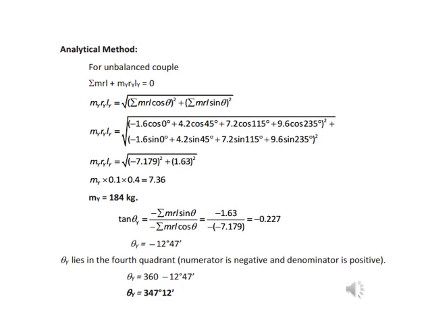You divide sine theta by cosine theta so that you can get tangent theta Y, and then you can get the angle for the mass Y. After you get this, you should have the angle of 347 degrees 12 minutes.